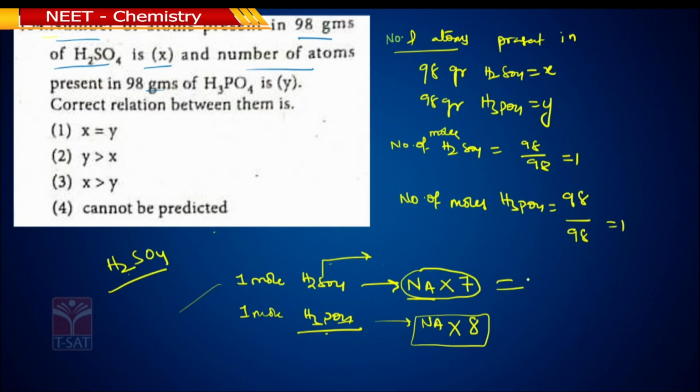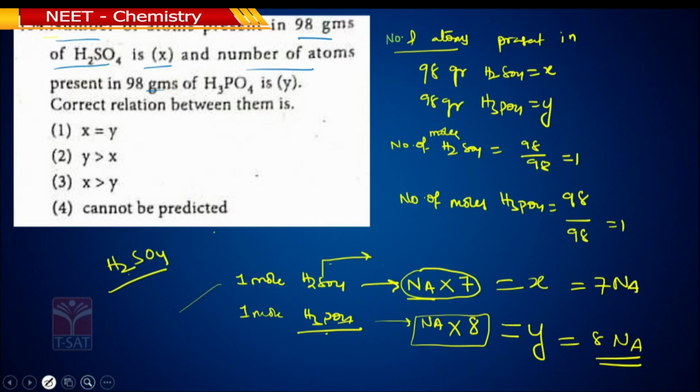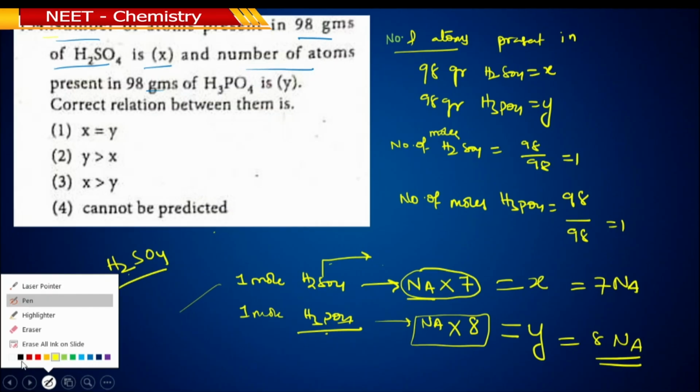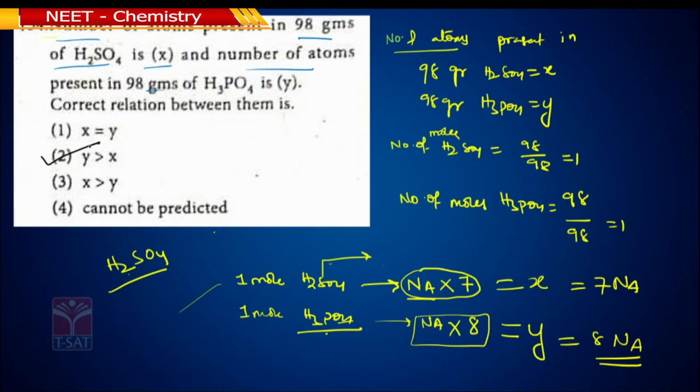So H2SO4 is X and H3PO4 is Y. How many atoms of X do you have? 7 into Avogadro number of atoms for X, and 8 into Avogadro number of atoms for Y. So what is the relation between X and Y now? Y is greater than X, right? Y is greater than X. So option 2 is correct.